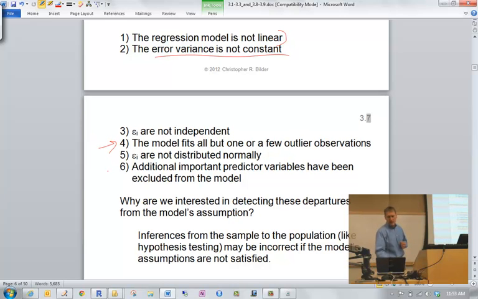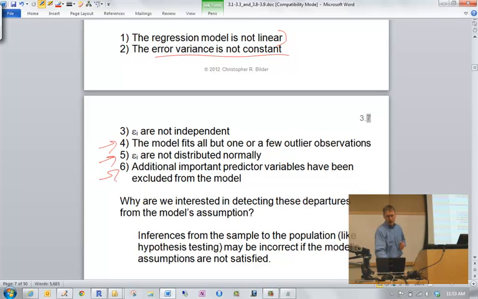The model fits all but one or a few possible outlying observations. Well, we're going to look at how to determine that. The epsilon sub i's are not distributed normally. Again, that was one of the big assumptions. Well, we're going to use our semi-studentized residuals to help us determine if this is true or not.